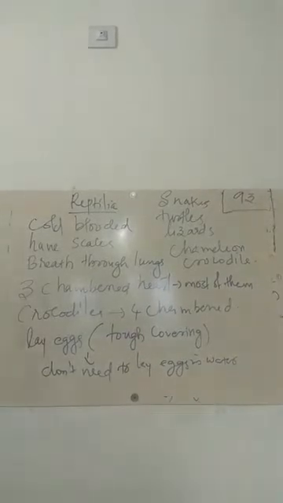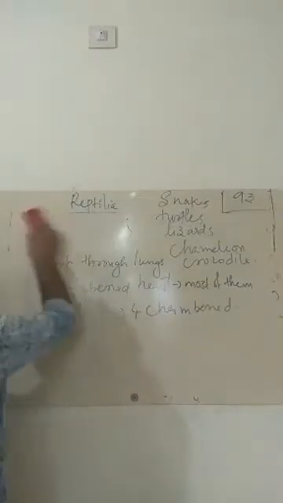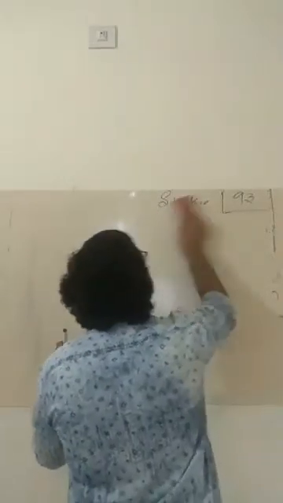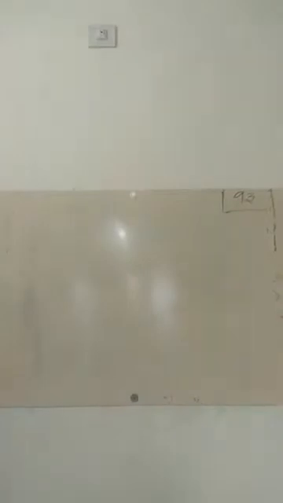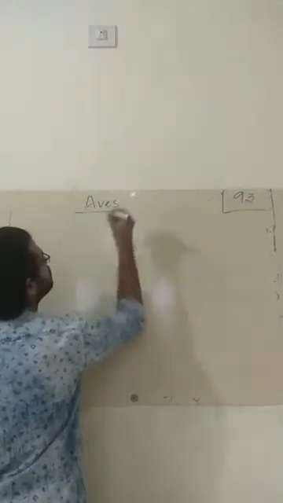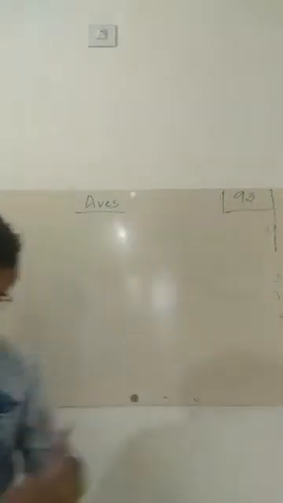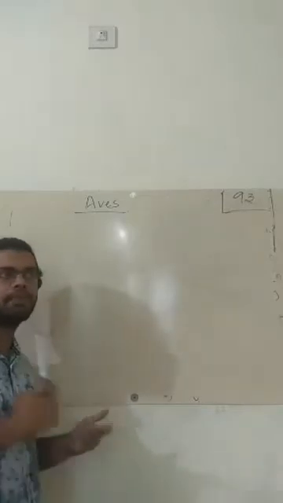So the next one is the fourth one, aves. I think you have understood the idea. It's easy to study. This time we have studied three types of vertebrates: pisces, amphibia, and reptilia.